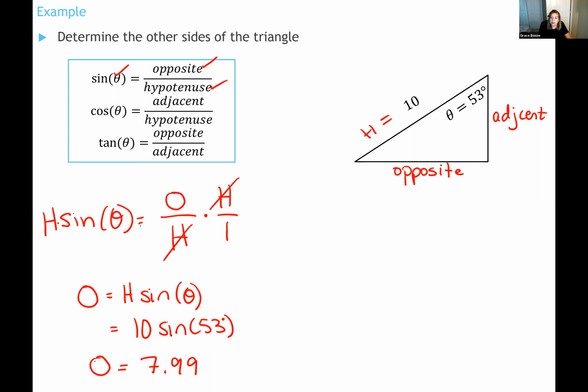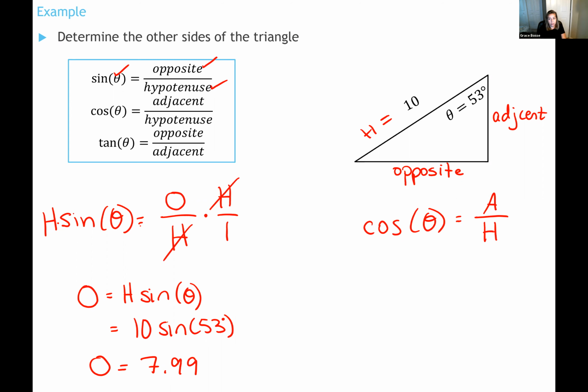So that's the length of the opposite side. Let's solve for the adjacent. In this case, I know the hypotenuse and the opposite, so I could use any trig function here I wanted. I'm going to go ahead and just use cosine. So cosine of theta is the adjacent divided by the hypotenuse.